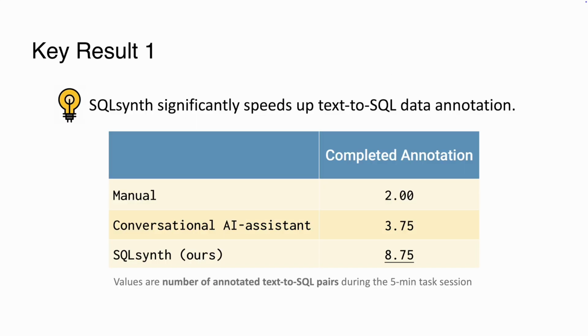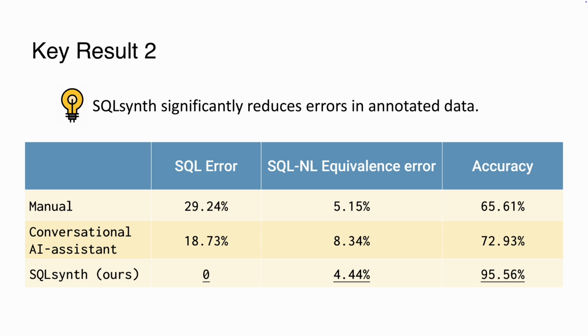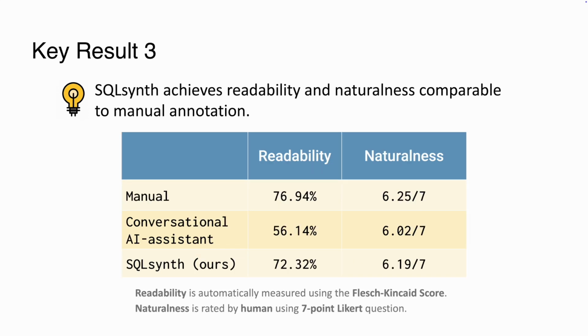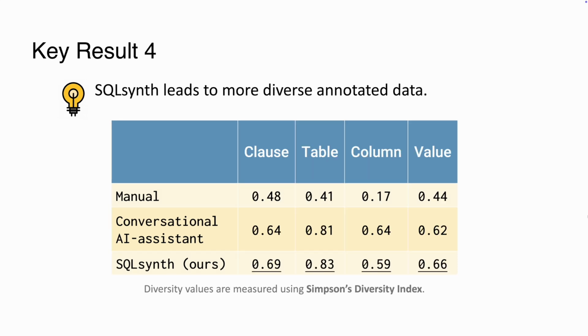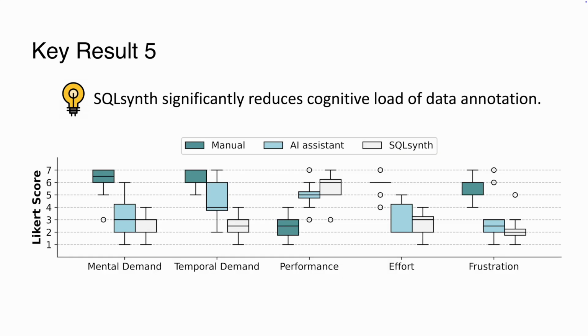First, SQL Sense significantly speeds up text-to-SQL data annotation. Second, SQL Sense significantly reduces errors in the annotated data. Third, SQL Sense achieves the readability and naturalness comparable to manual annotation. Fourth, SQL Sense leads to more diverse annotated data. Lastly, SQL Sense significantly reduces cognitive load of text-to-SQL data annotation.